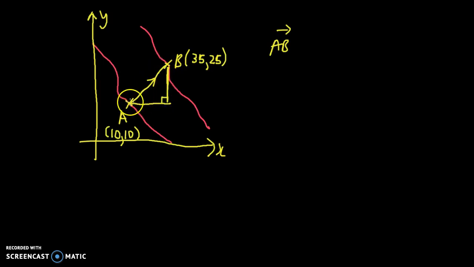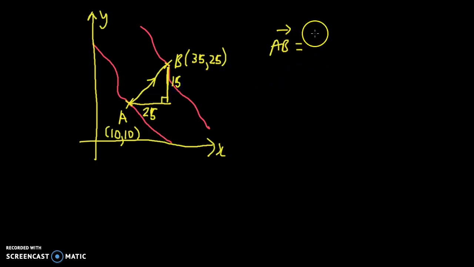Now let's find how much we go along. So to find how much we go along, let's look at the x-coordinates. We're going from 10 up to 35. So 10 up to 35, that's an increase of 25 units. And if we're looking at going up, let's look at the y-coordinates. So we go from 10 up to 15... from 10 up to 25. So that's an increase of 15 units.